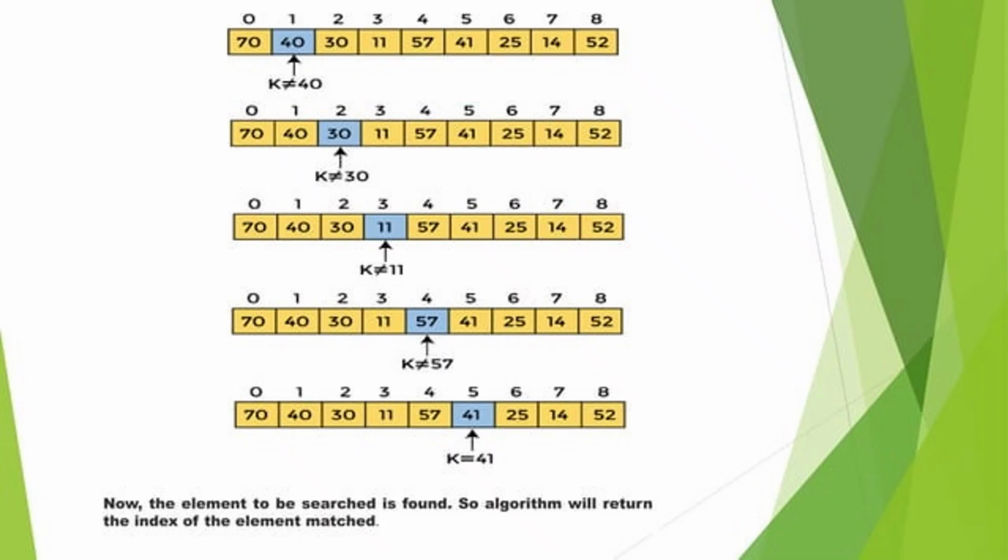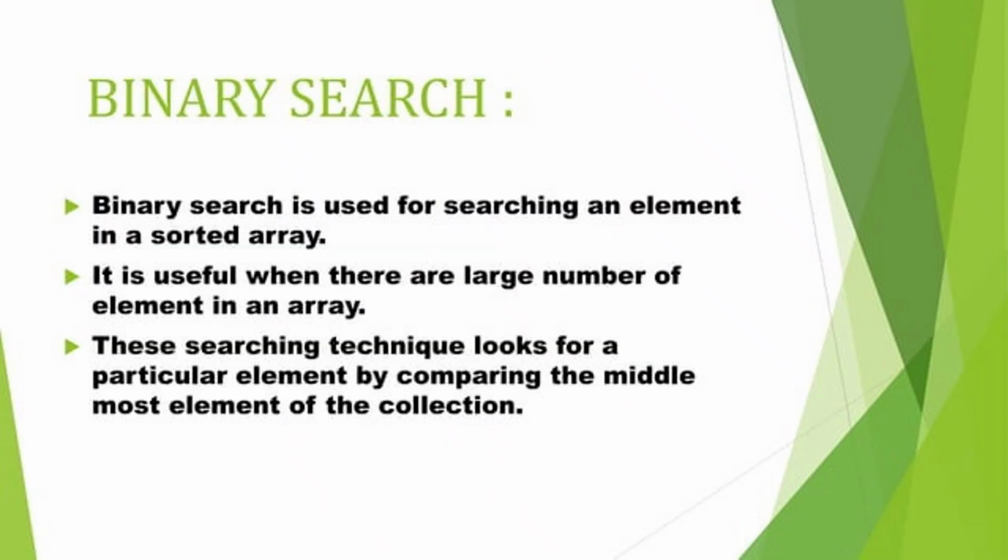Now coming to binary search. Binary search is also used for searching an element. Linear search and binary search both are used for searching an element, but the procedure is different. It is used for searching an element in a sorted array. It is useful when there is a large number of elements in an array. These searching techniques look for a particular element by comparing against the middlemost element of the collection. Now let us see an example.